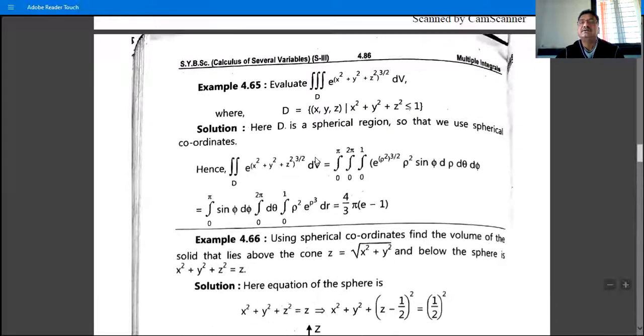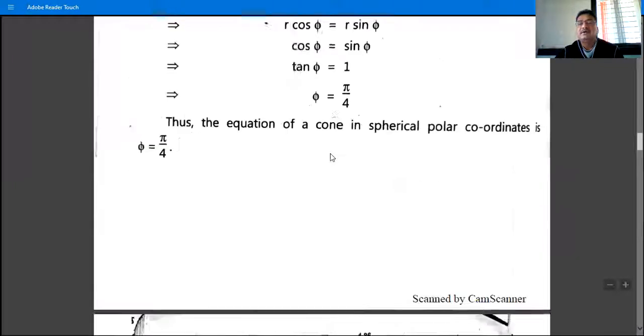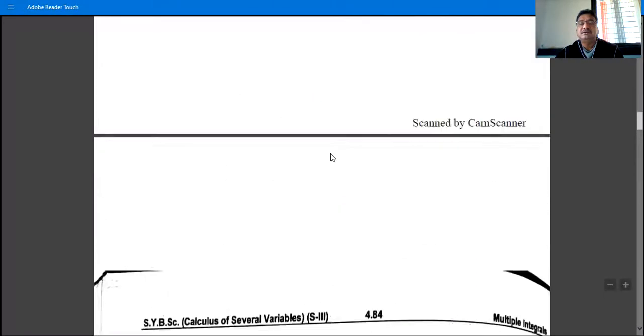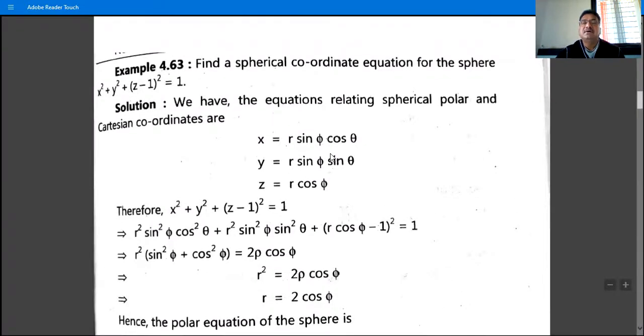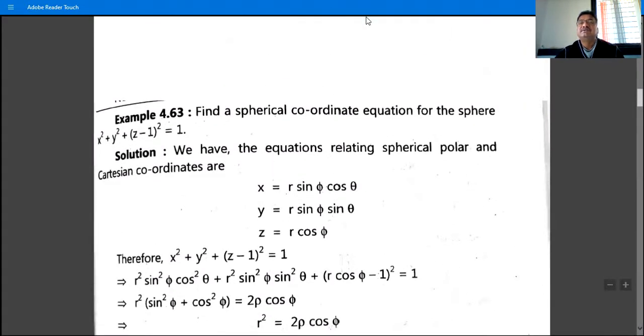We can change the variable in the triple integration in two ways: either use spherical polar coordinates or use cylindrical polar coordinates. That depends on the example. The remaining examples we will see in the next lecture.